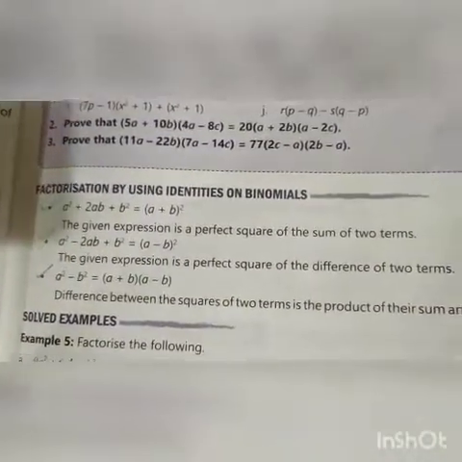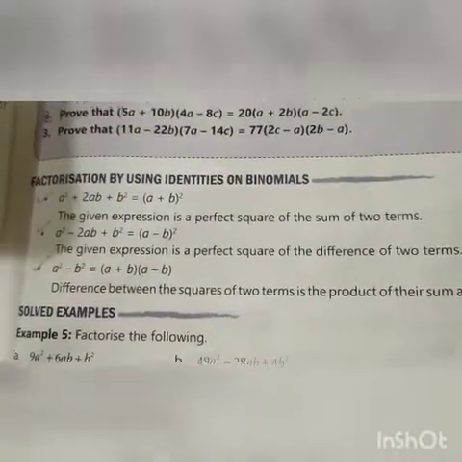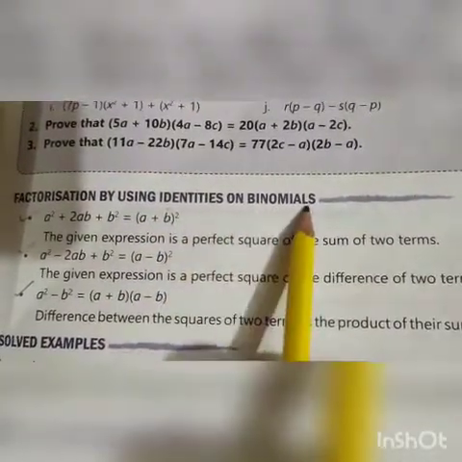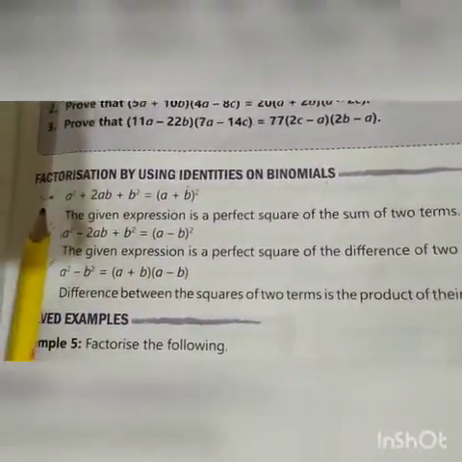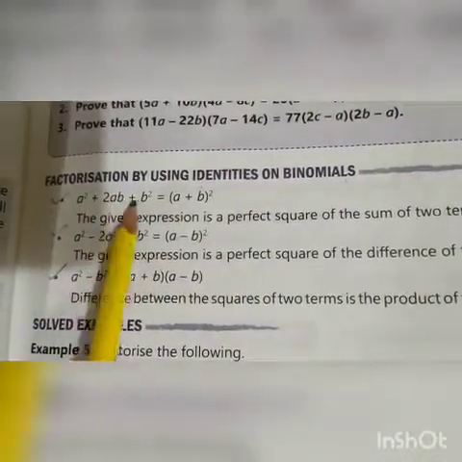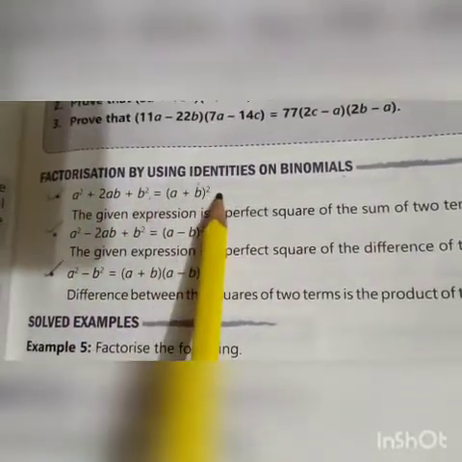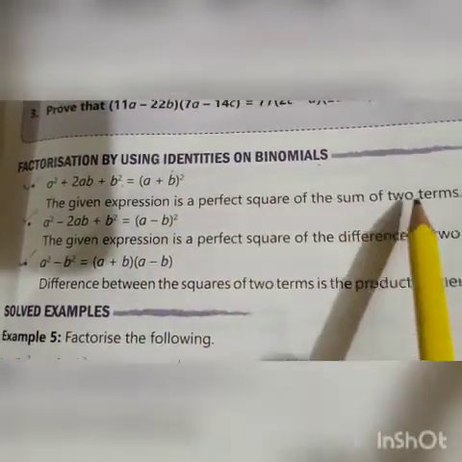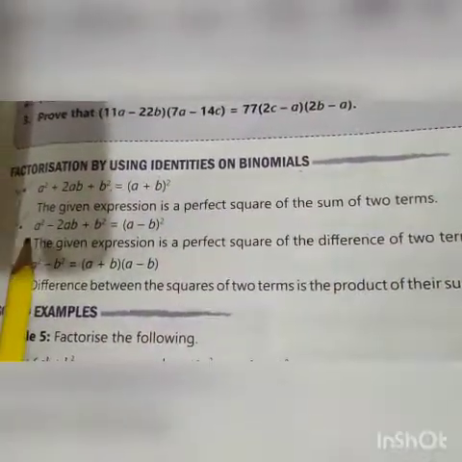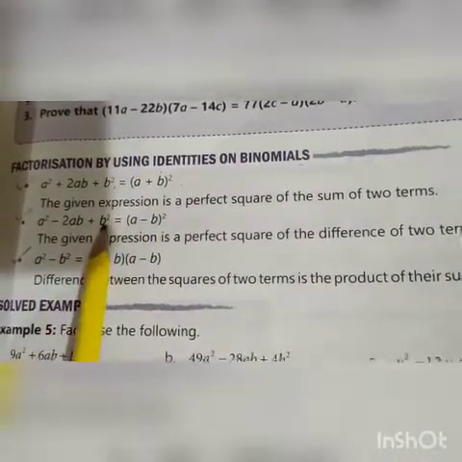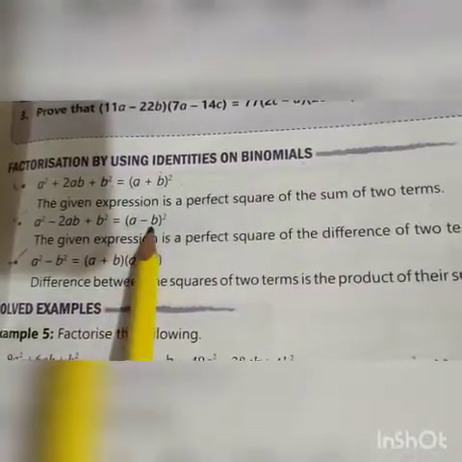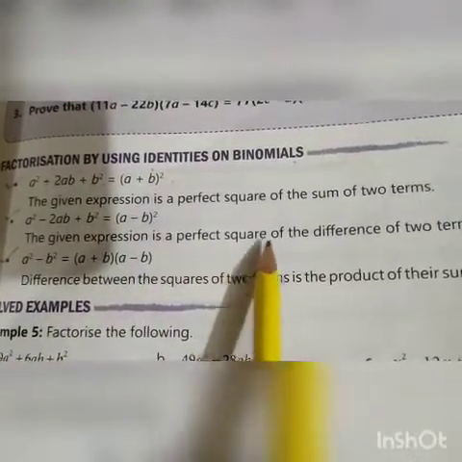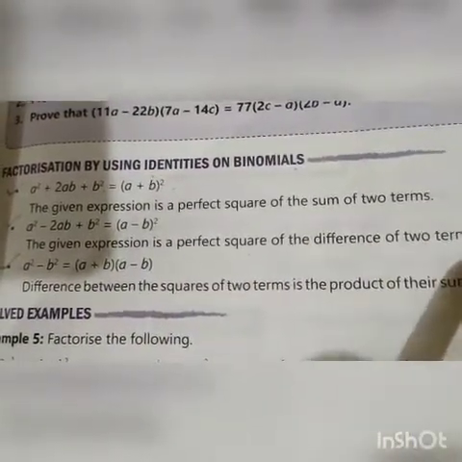Below this exercise 6a, factorization by using identities on binomials. First identity was a square plus 2ab plus b square is equal to a plus b whole square. The given expression is a perfect square of the sum of two terms. Second is a square minus 2ab plus b square equal to a minus b whole square. The given expression is a perfect square of the difference of two terms.